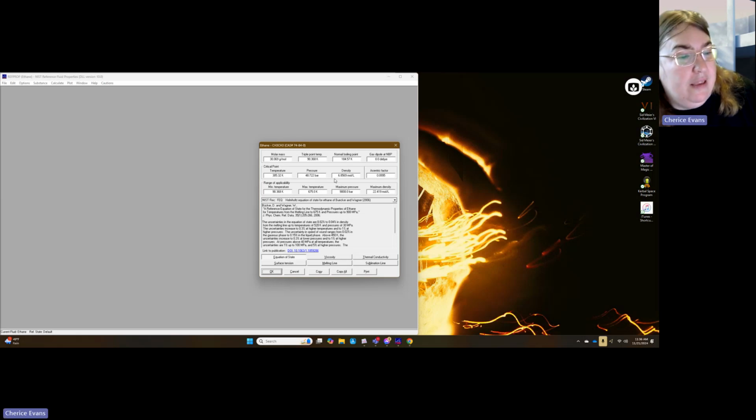I will also write the units of applicability. So my temperature is good from 90.368 Kelvin, which is the triple point temperature. This is a fluid equation of state, to a maximum of 675 Kelvin.